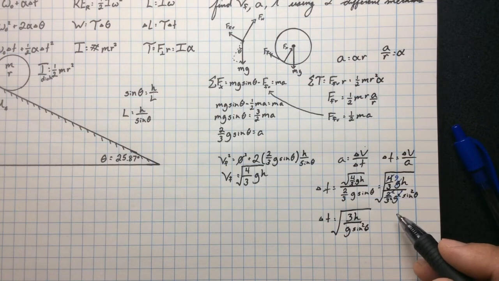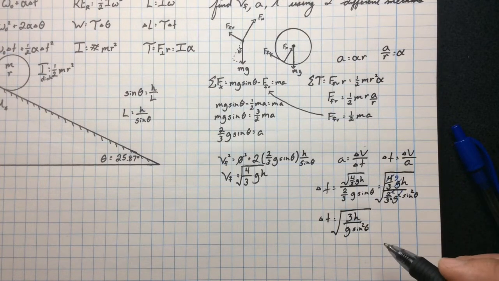Wonder if I did. What if h was 4? If h was 4 and g was 10, let's see.